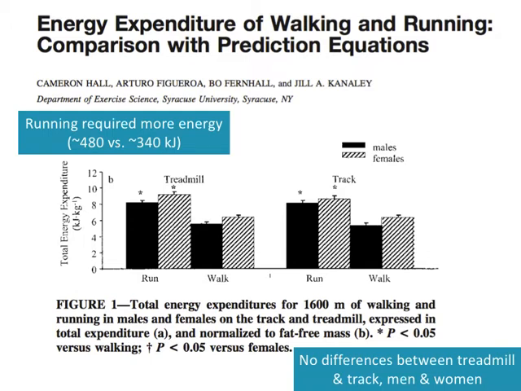Running twice as fast for half the time, even though you complete the same distance, costs more, creates a larger expenditure, therefore creates a larger deficit. Might be a better therapy for obesity, diabetes, weight control. All right, we want to maximize energy expended.